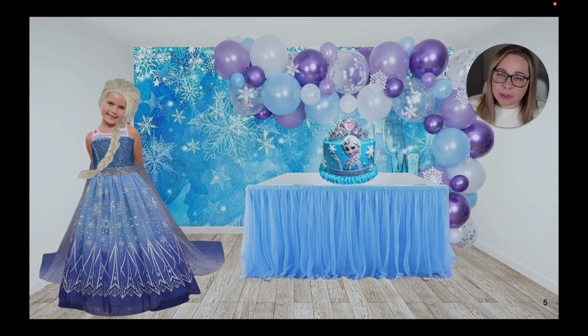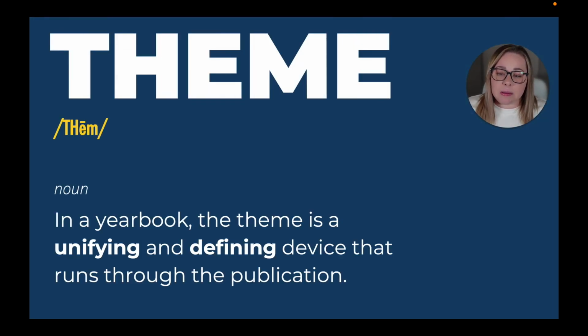So similarly, in a yearbook, the theme is a noun, and it is the unifying and defining device that runs throughout the whole publication. So it is seen on your cover, on your end sheets, on your title page, your opening, your dividers, your closing, your theme content pages, your showstoppers, your folio, your copy, your design elements, your colophon, all the way to the end. Every single page has some element, even your index, of your theme.